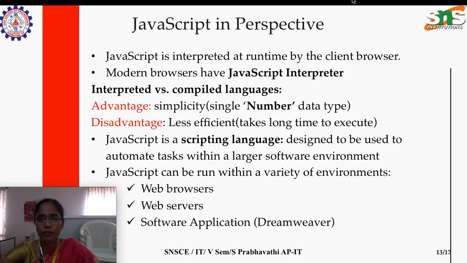So instead it will provide only the number data type. Okay, and the disadvantage is, since it is interpreted, it takes a long time to execute. Okay, and JavaScript is a scripting language, which means that it is designed to automate the tasks of many software development environments. Okay, so large software environments, it will automate the tasks.